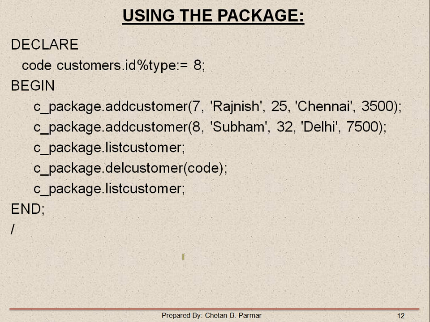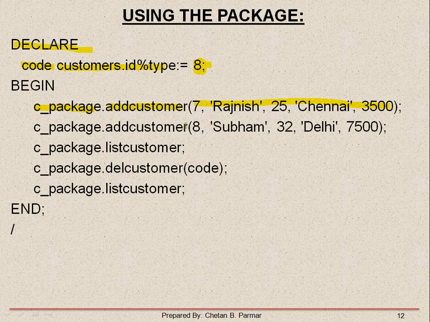In the PL/SQL block, we are creating a declaration section. Here we declare a code because we are using delete customer based on this code. This code value I am providing using the percent type again, and this time I am providing a hard-coded value of 8. Okay, and in the begin section, C_package, this is the package name, dot, the procedure name add customer, and here I am passing whole values: the ID, name, age, and then address and salary. And this add customer procedure will be adding these values.